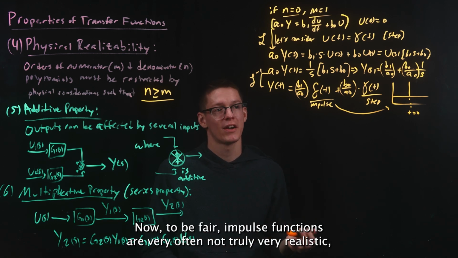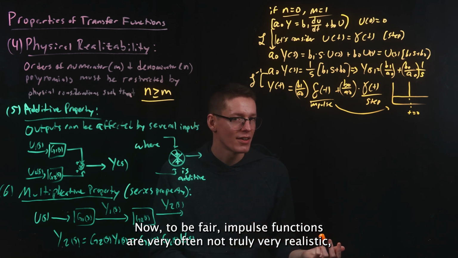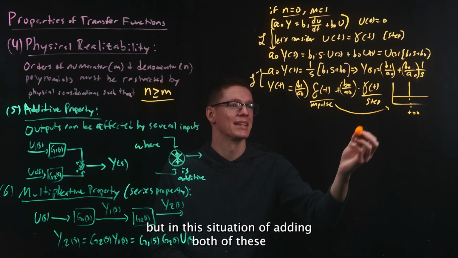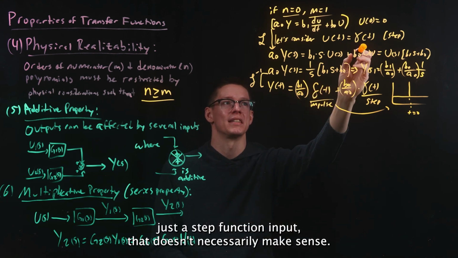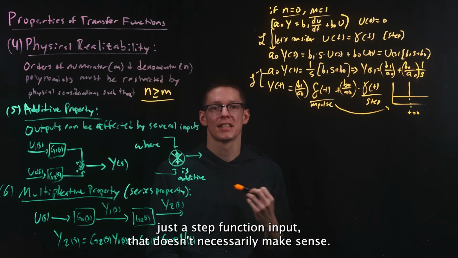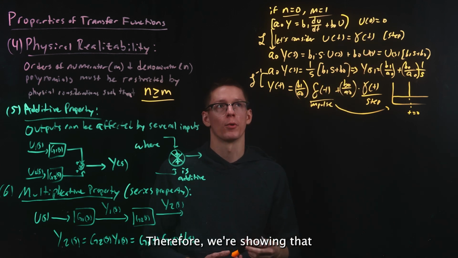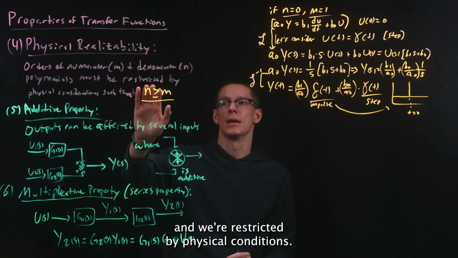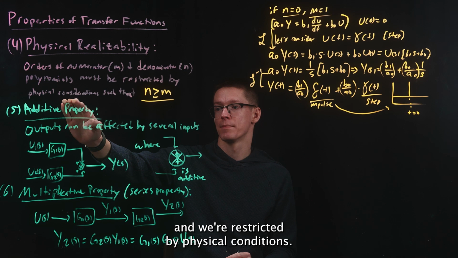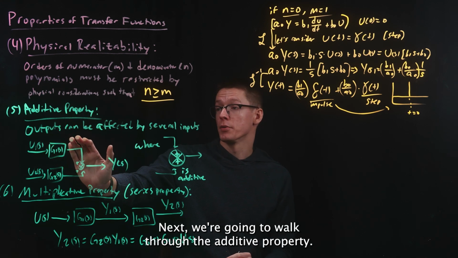Now, to be fair, impulse functions are very often not truly realistic, but in the situation of adding both of these and knowing that we're actually coming from just a step function input, that doesn't necessarily make sense. Therefore, we're showing that this is definitely a true condition that we have to consider, and we're restricted by physical conditions. Next, we're going to walk through the additive property.